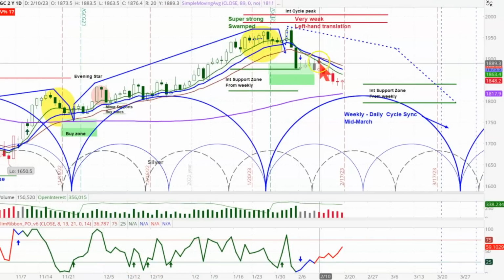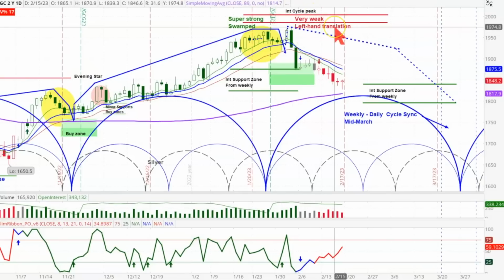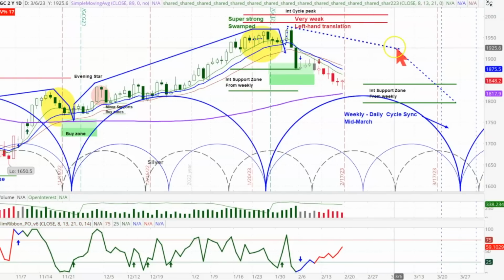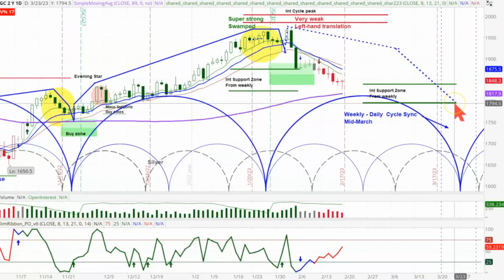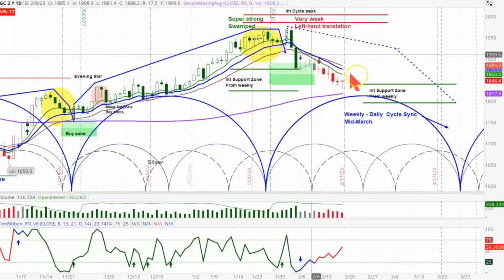And now the negative occurrence and this left-hand translation in the gold market. This says gold is likely to decline, probably to the bottom of the support level, or just under 1800. Yes, into somewhere around the second, third week of March. Amazing alignments as you see these negative conditions going on.